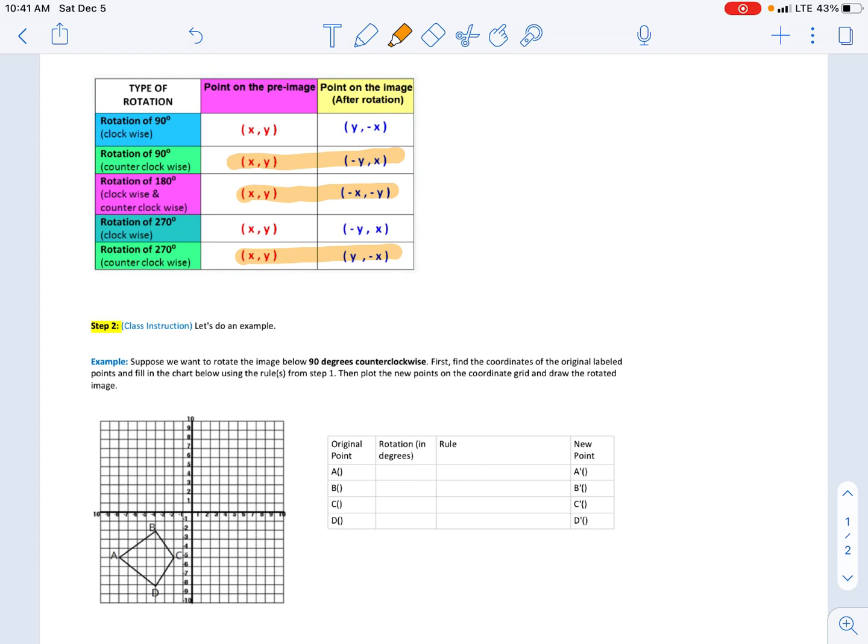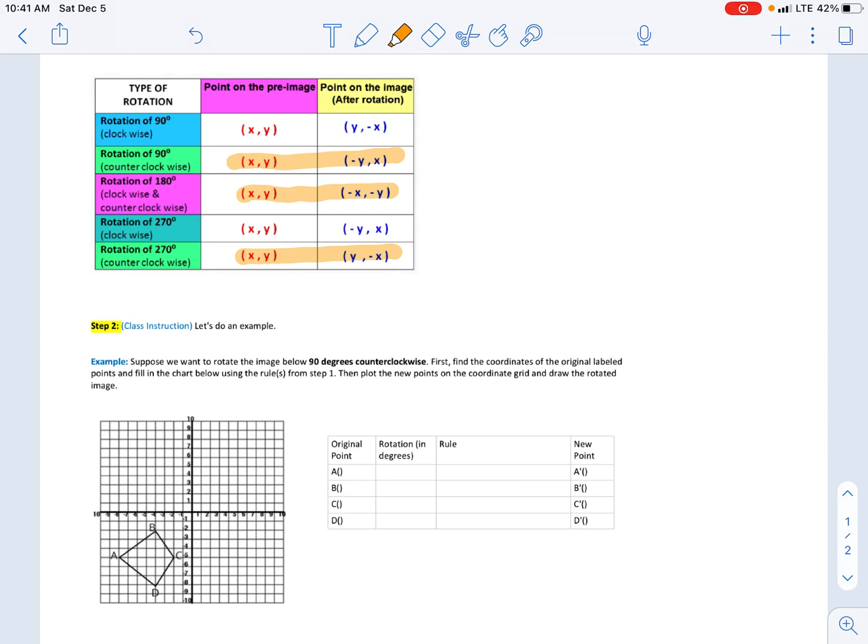Okay. And then for rotating 180 degrees counterclockwise, it's the same as clockwise, what we were doing in the video yesterday. For your original point x comma y, the signs would just change for your x value and your y value. And then for rotating 270 degrees counterclockwise, you would switch the order of your x and y value, and then your x value becomes the opposite sign of whatever your original was.